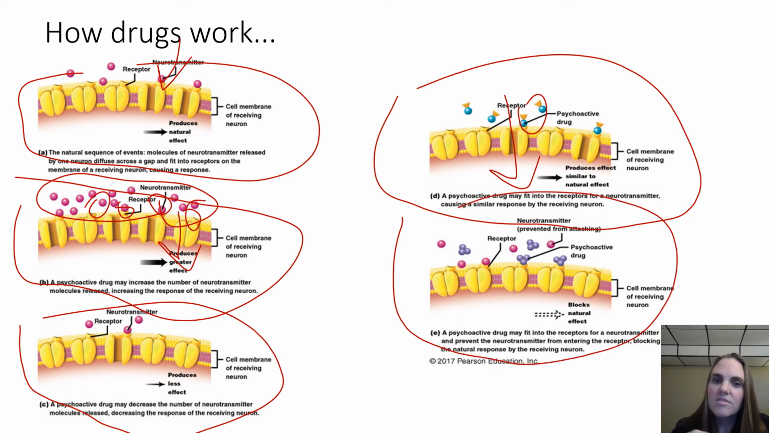Then we can also have psychoactive drugs that fit into the receptor but prevent it from opening. They fit into the receptor, but they don't activate that channel. They're different enough that the channel does not open, so they're not producing that natural effect. And not only that, they're taking up the space on that receptor, so our naturally occurring neurotransmitter cannot attach and perform its natural action. So those are all different ways in which drugs can cause an effect on the postsynaptic cell.